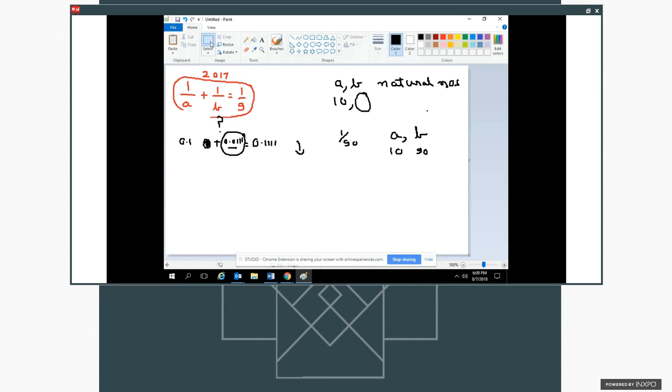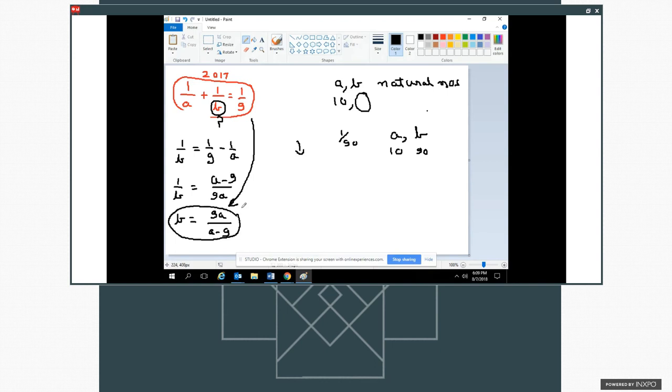Hence, the better way to do this, of course, is a small algebraic transformation. I want to see whether B is an integer or not, so 1 by B is equal to 1 by 9 minus 1 by A. I do this transformation, and then I realize that 1 by B is equal to (A minus 9) upon 9A. And then B should be 9A upon (A minus 9), and this value should be an integer.